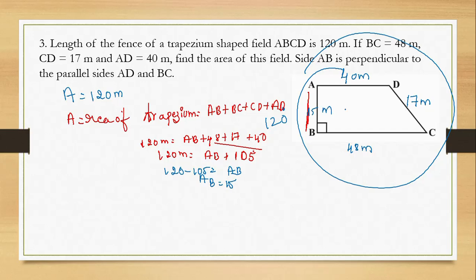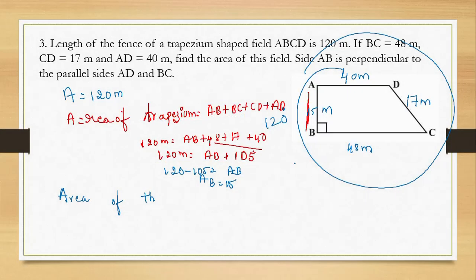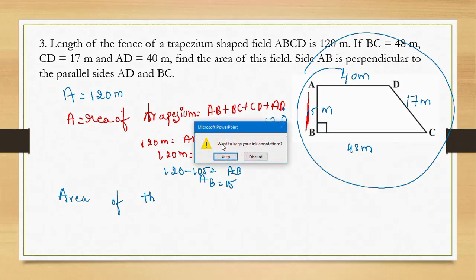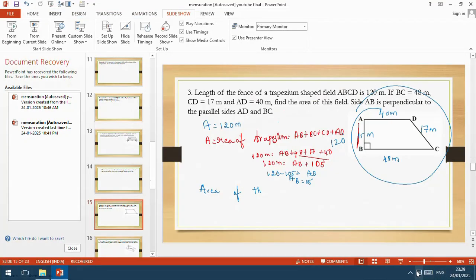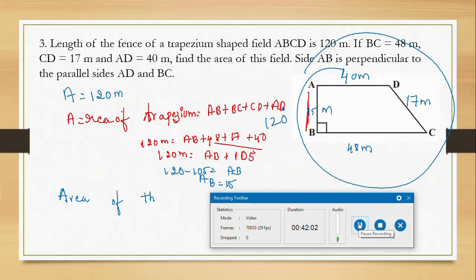And now we know all the sides of the trapezium, then we can find the area of the trapezium. So consider the area of trapezium.